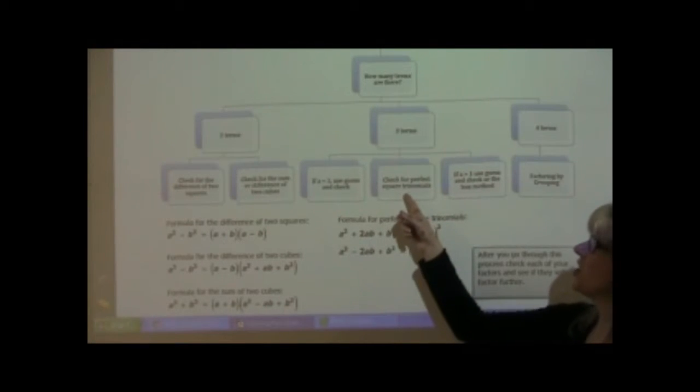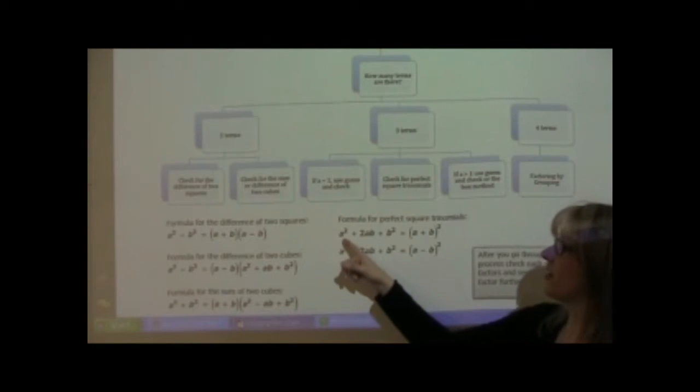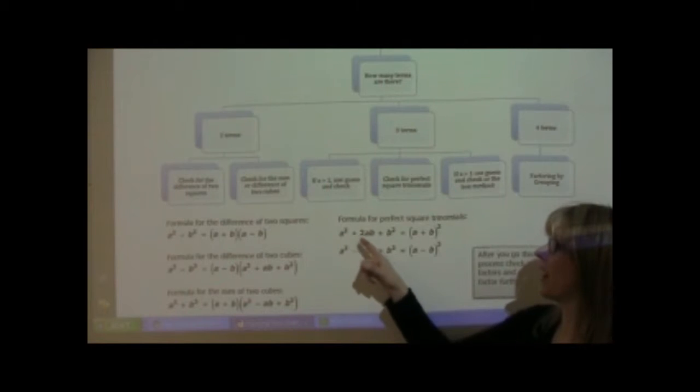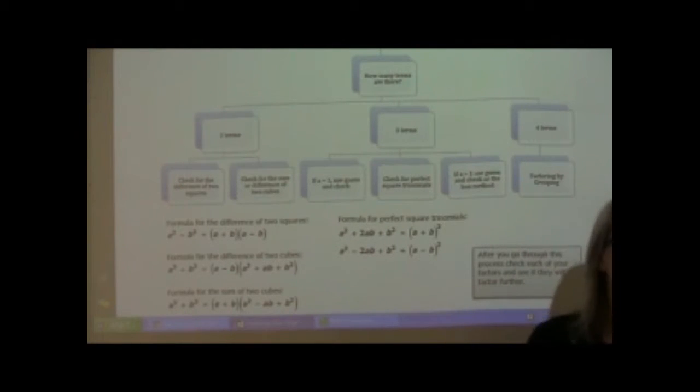First of all, check to see whether or not it is a perfect square trinomial. Remember what those are? They follow the form something squared, and they end with something squared, and then the middle is 2 times this something times that something. Check for this pattern before you go to the box method, because if it follows this pattern, this formula is going to be a lot easier than trying to use the box method.